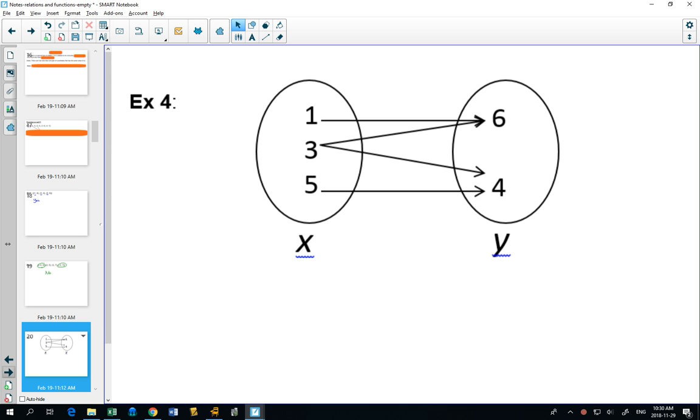Ooh, arrow diagram. Is this a function? No. What's the problem? Which number is the problem? The 3. The 3 has 2 different y values.